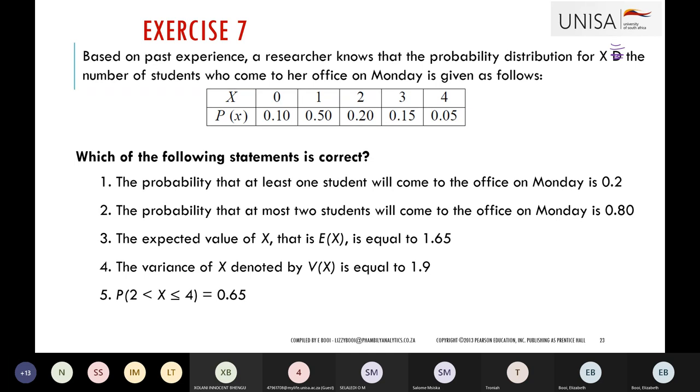Remember that X represents the number of students who come to her office on a Monday. There can be zero students, so it means no students came to visit her office. One student came, two students came, three students, and so forth. Number one, what is the probability of at least one? Number two, what is the probability of at least two? Calculate the expected value of X, calculate the variance, and calculate the probability that X lies between 2 and 4. Let's do the working.